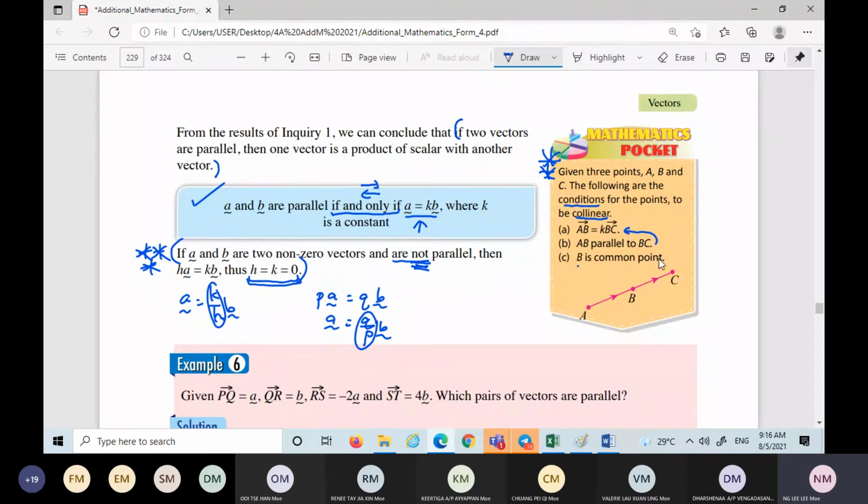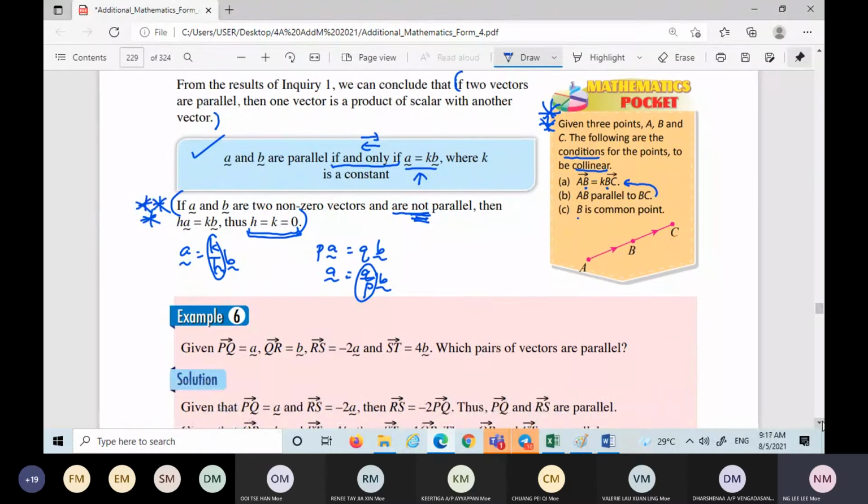After that, you just make a sentence: B is a common point, because B appears here and B also appears here. Therefore, A, B, and C are collinear. After this we have an example. Remember, this is very important: this is how you prove the given points are collinear. These are the steps. Now we straight away look at the examples.